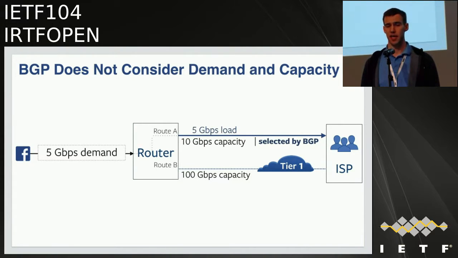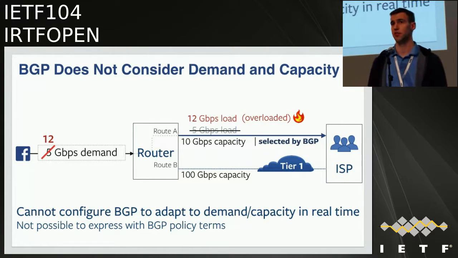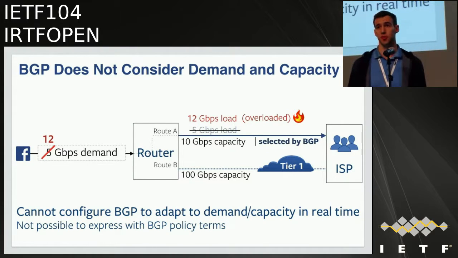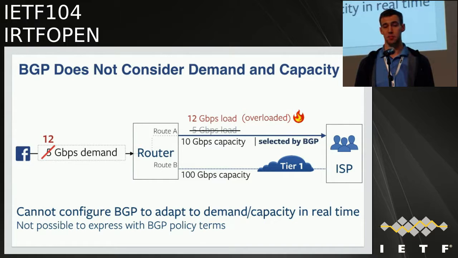Until later on in the day. Now demand has risen. We're now at 12 gigabits per second of demand. And again, BGP at that router can't adapt to demand or capacity in real time. It's simply not possible to express that with BGP's policy terms. So as a result, the router continues to make the same decision, and it ends up overloading that link, leading to packet loss and degrading user performance.